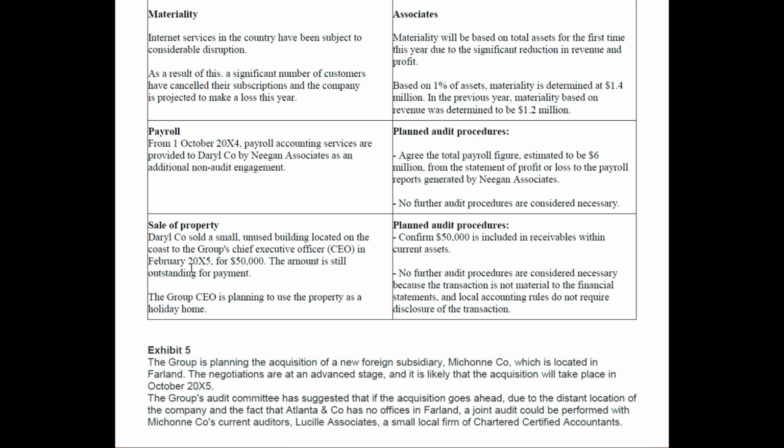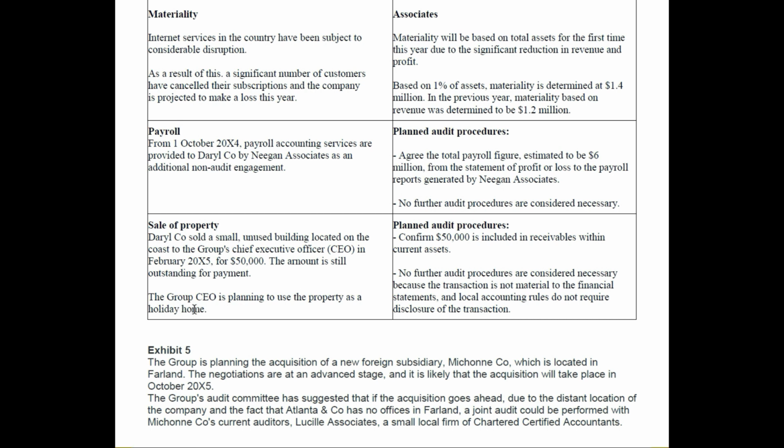Over here, see, sale of property. Darrell Co. sold a small unused building located on the coast to the group CEO in February 20x5 for $50,000. The amount is still outstanding for payment. The group CEO is planning to use the property as a holiday home.